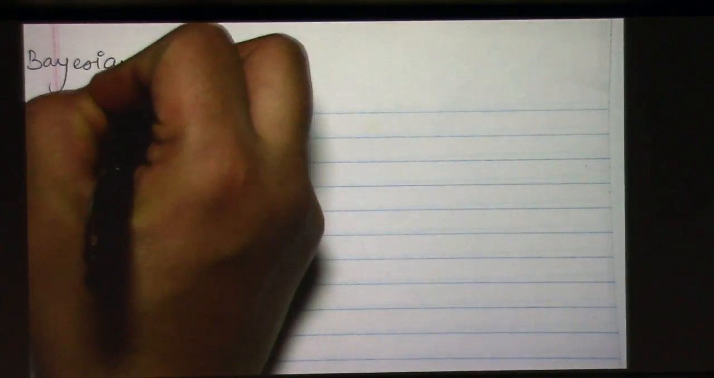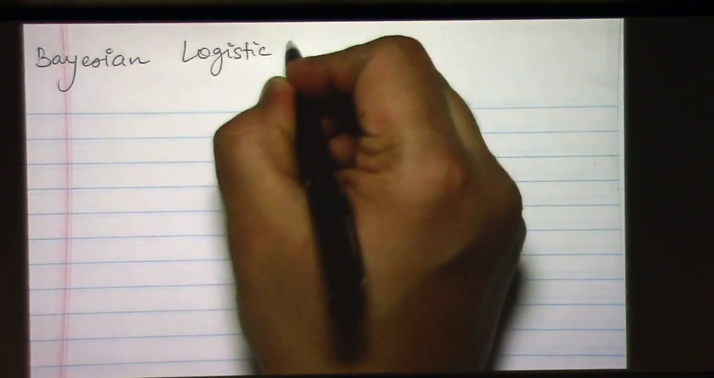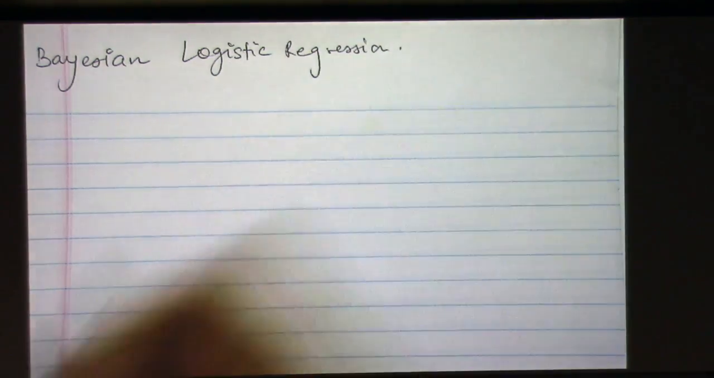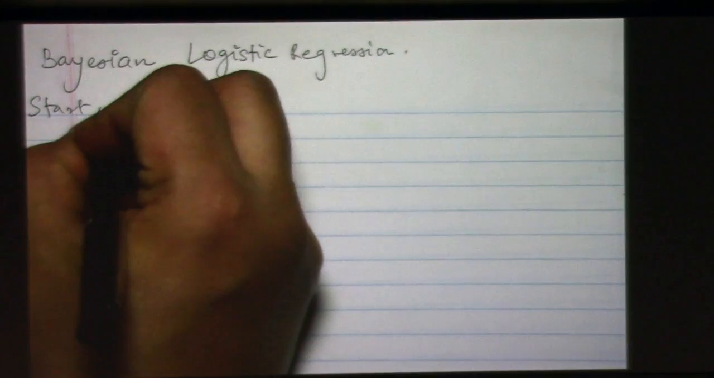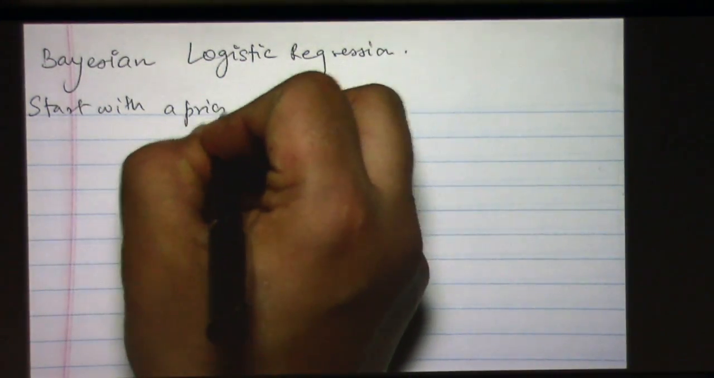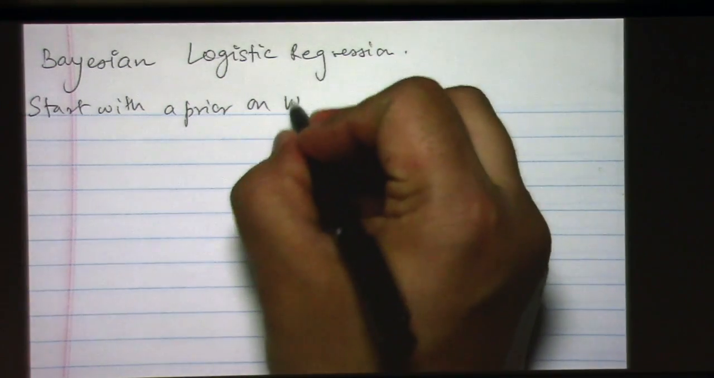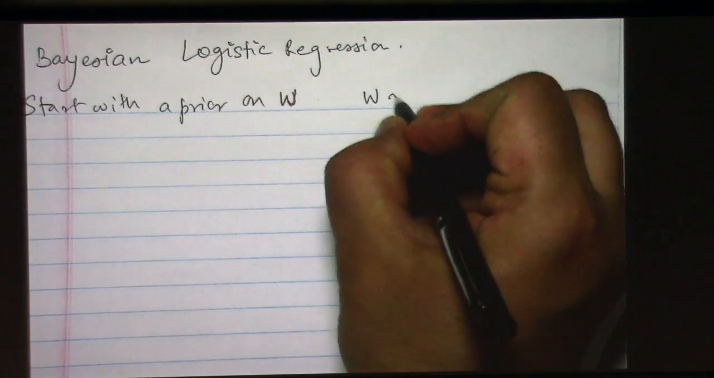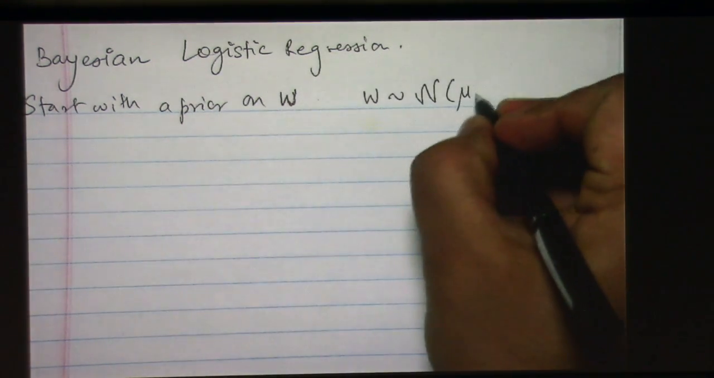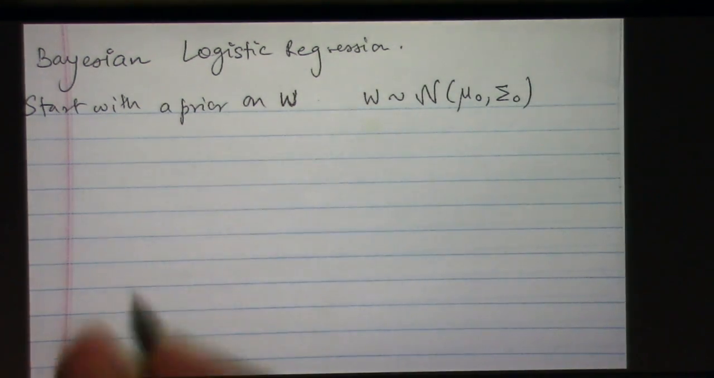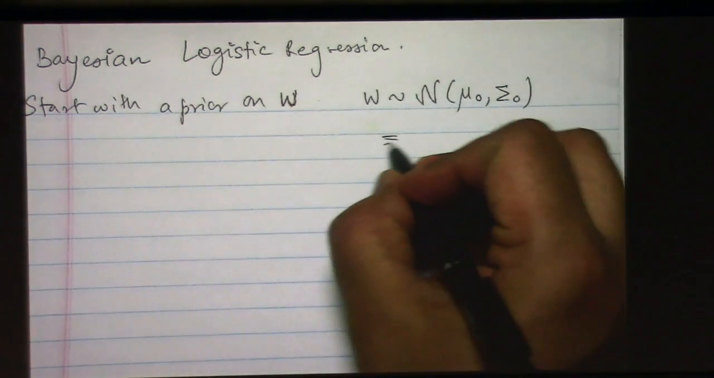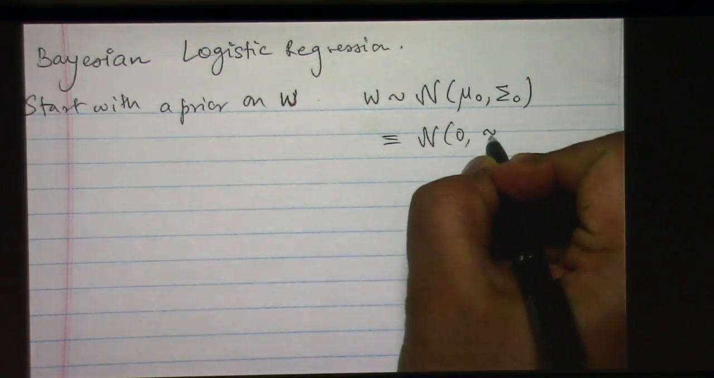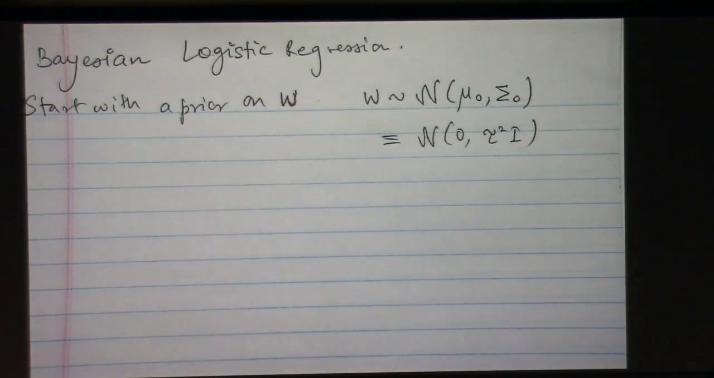So what do we do in Bayesian regression, or Bayesian logistic regression? We want to start with a prior on W. Since W is a vector of any kind of values, the most natural choice is some Gaussian prior. In fact, we are going to assume that this is 0, just like we did for linear regression.